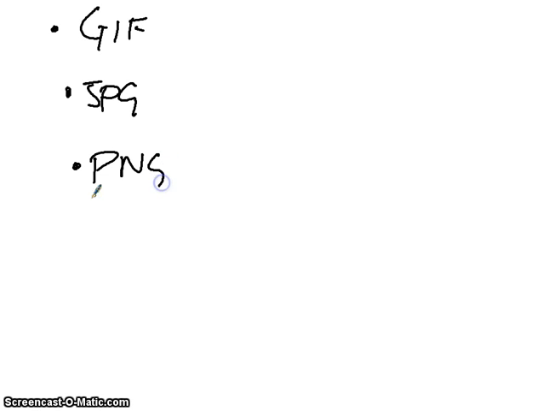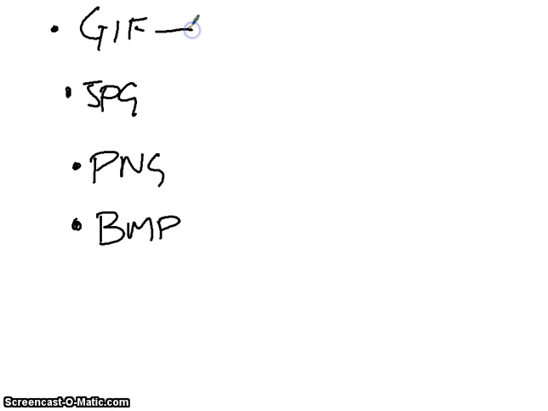We have GIF images, JPEG images, PNG images, and bitmap images. Now each of these image types has a different property or a different reason for using them. We've covered this a little bit before in Key Stage 3, and we definitely will have covered it in ICT.